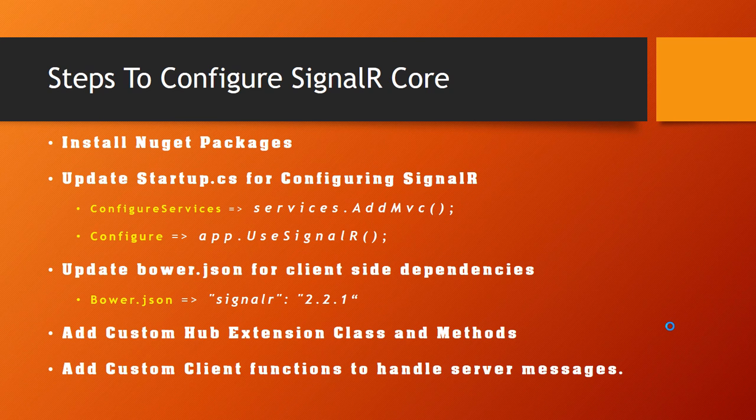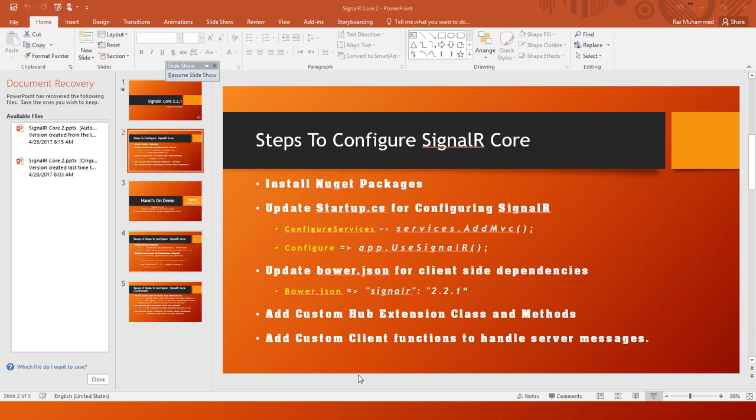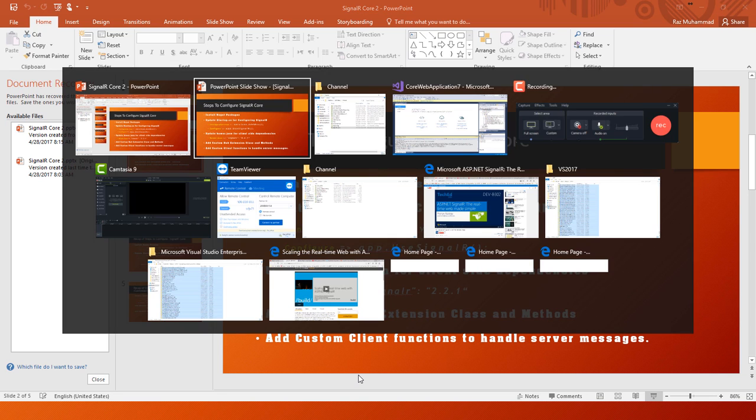so that these dependencies will be added for us by Visual Studio. These are the high level steps which we need to cover, starting from NuGet package installation, then updates required for the startup.cs to do the basic configuration of the SignalR application, and then bower.json should be updated for the client side dependencies inclusion. And the last two things which are mandatory are the extension which will allow us to make the standard hub act as we need, and the client as well. We need to embed our customized functionality in the client. So how to do that? Let's see. I'm switching back to Visual Studio.